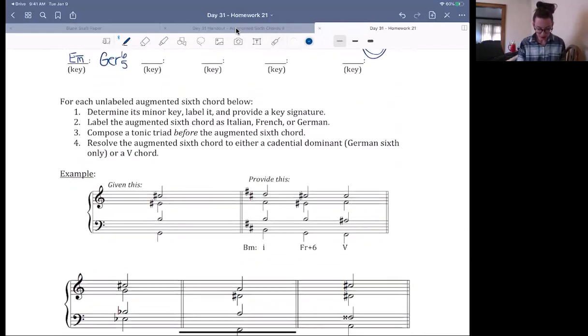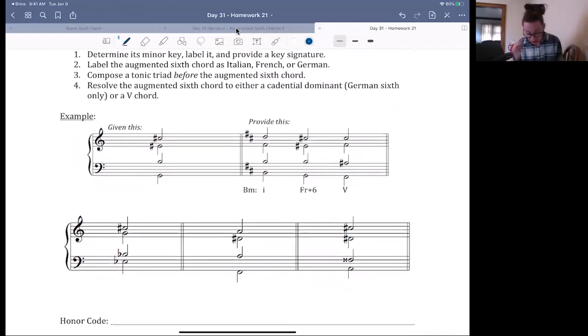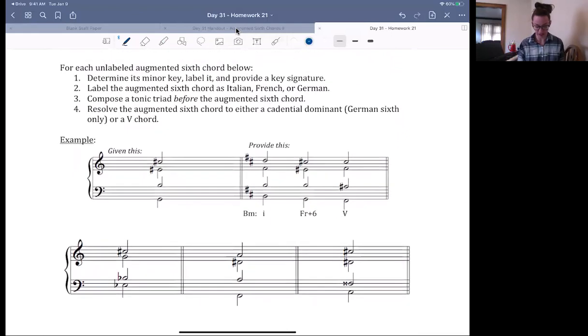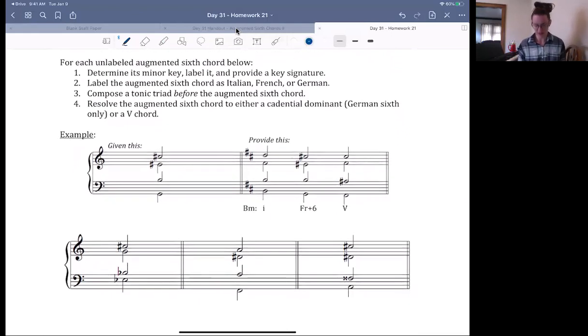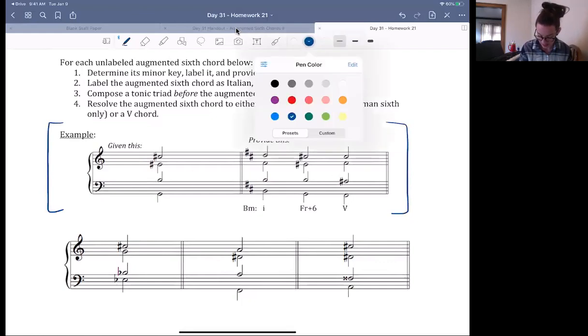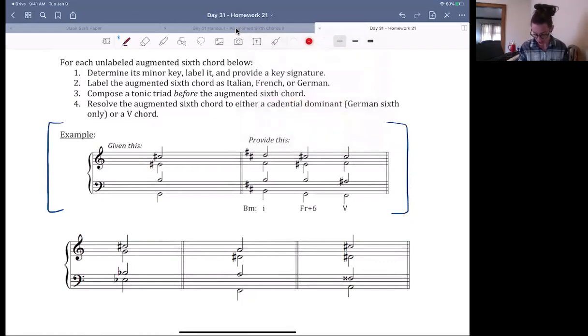All right, let's go to part 2. This one you do have to do a little bit of resolving. So we're going to go through this step by step one more time. And I gave you a nice little example model here. So you are going to do exactly what I did in this little model, which means the things that I need you to tell me: what key it's in, and give me a key signature.